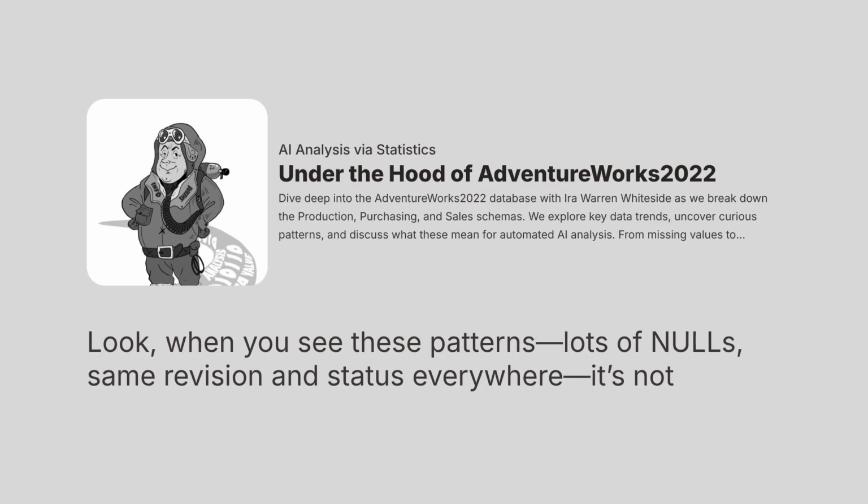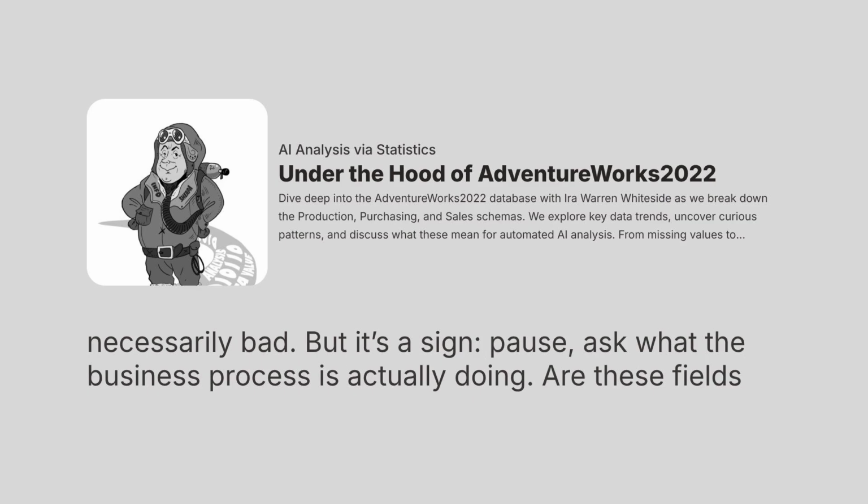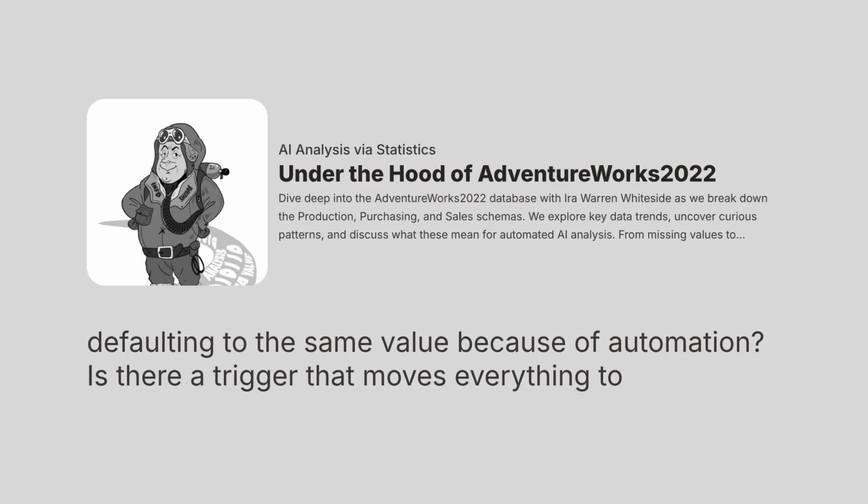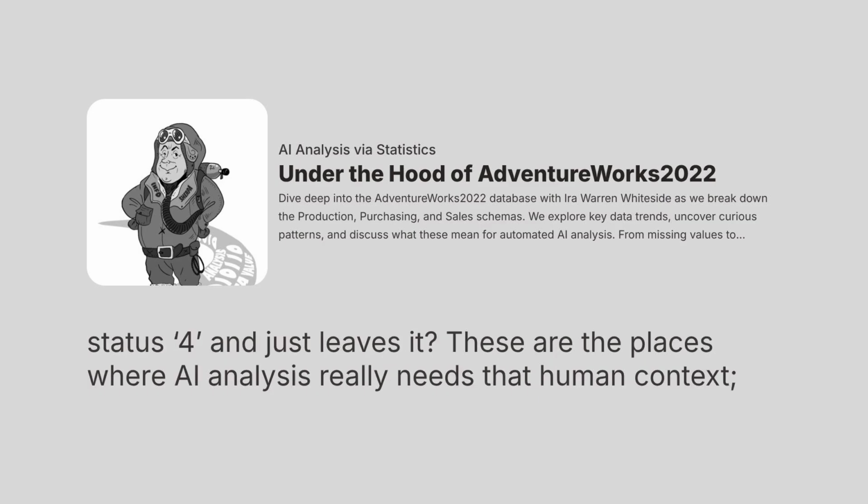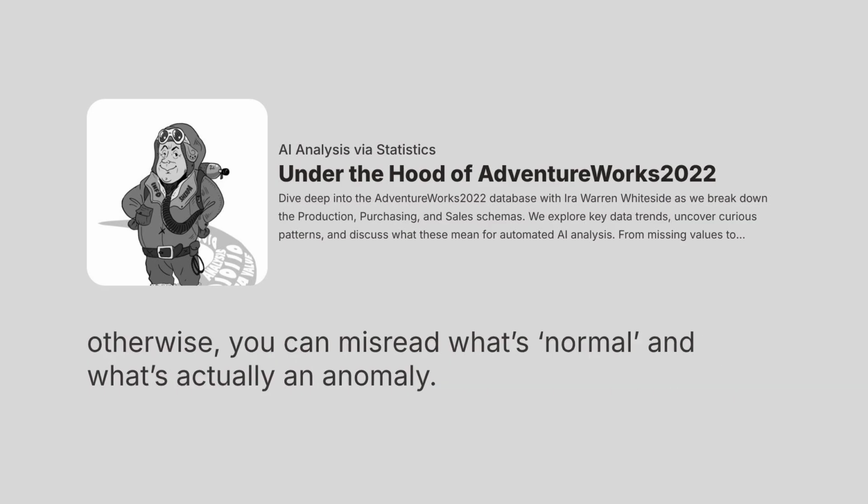Look, when you see these patterns, lots of nulls, same revision and status everywhere, it's not necessarily bad, but it's a sign. Pause. Ask what the business process is actually doing. Are these fields defaulting to the same value because of automation? Is there a trigger that moves everything to status 4 and just leaves it? These are the places where AI analysis really needs that human context. Otherwise, you can misread what's normal and what's actually an anomaly.